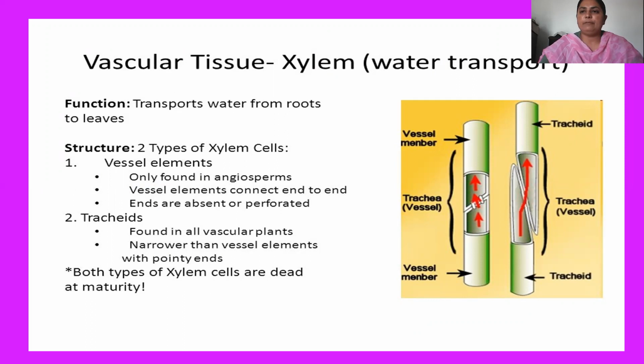Tracheids are responsible for short distance movement of water and minerals. And these vessels are a chain of cells joined with each other in a chain-like fashion, provided with broader pits at their lateral walls, and they are responsible for long distance movement of water and minerals. Here I want to tell you that vessel elements are only found in the angiosperms, and these vessel elements connect end to end, and the ends are absent or perforated.